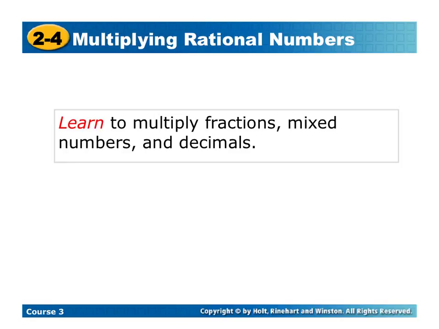Alright, welcome back. Today we're going to be looking at multiplying rational numbers. To do this, we're looking at multiplying fractions and mixed numbers. We're not going to worry about decimals right now.